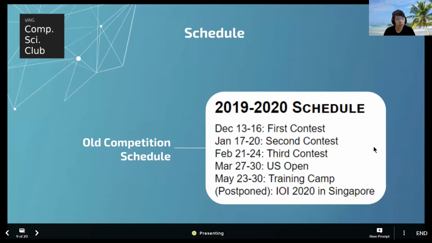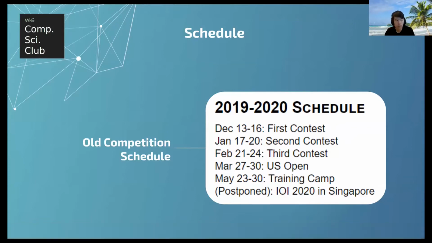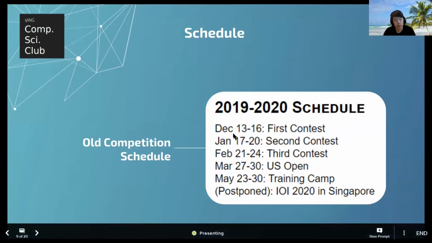So this is what the schedule of the contests looks like. This was last year's schedule. They haven't actually posted this year's schedule yet, so we don't know anything about it, but we can go off what last year's schedule had. As you can see, the first competition started in December, and the last one, the US Open, was at the end of March.